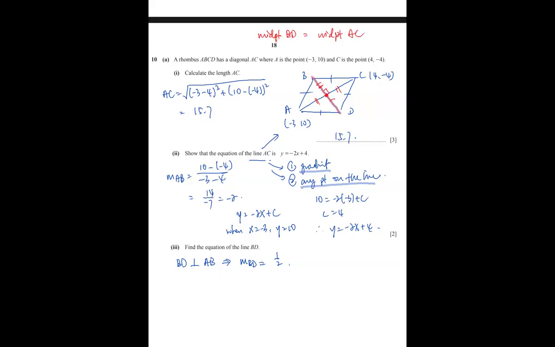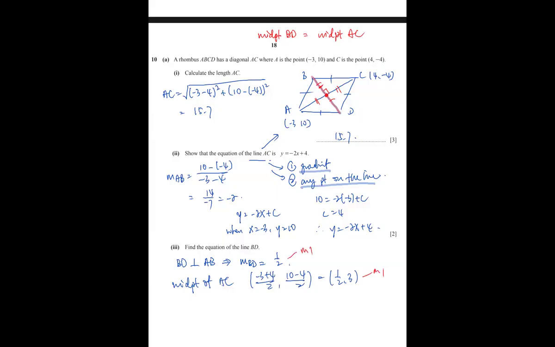Okay, so I'm going to find the midpoint of AC. To find the midpoint, we just do -3 plus 4 over 2, 10 minus 4 over 2. We just add the x coordinates divided by 2 and add the y coordinates divided by 2. So this is half and 3. Okay, mark scheme. You do this, 1 mark, you do this, 1 mark.